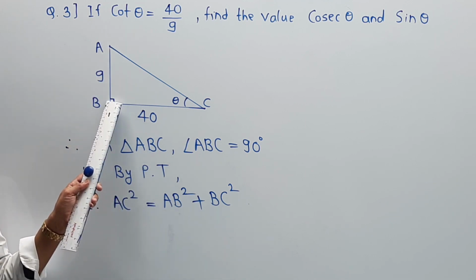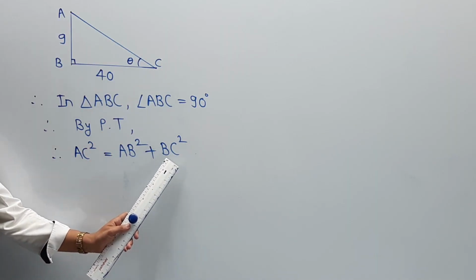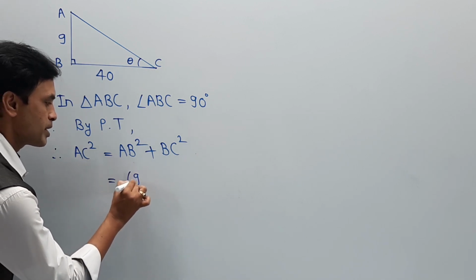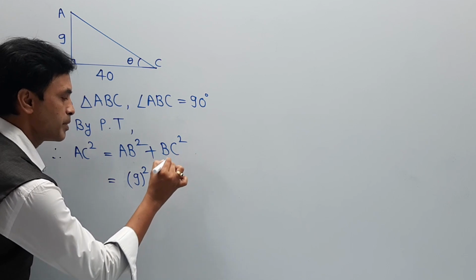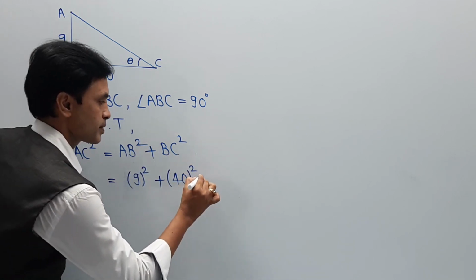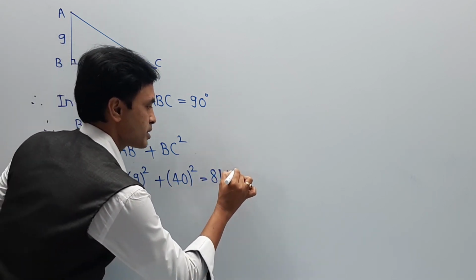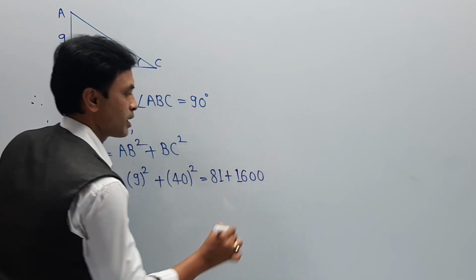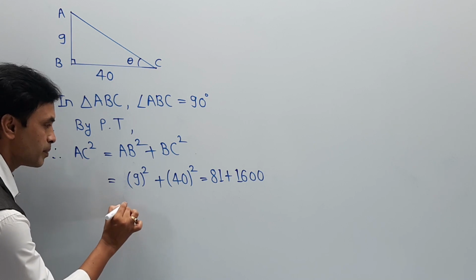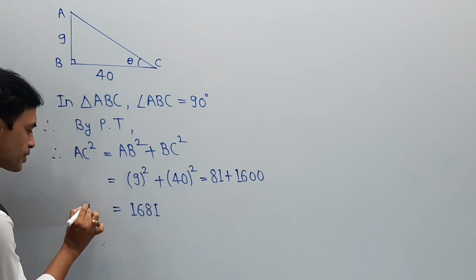Now AB means 9 and BC means 40. So AB square means 9 square and BC square means 40 square. Simplification: 9 square is 81 and 40 square is 1600. If I make the addition of 81 plus 1600, simply that becomes 1681, and that is nothing but AC square.